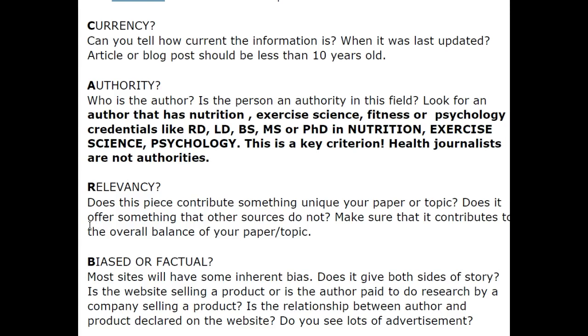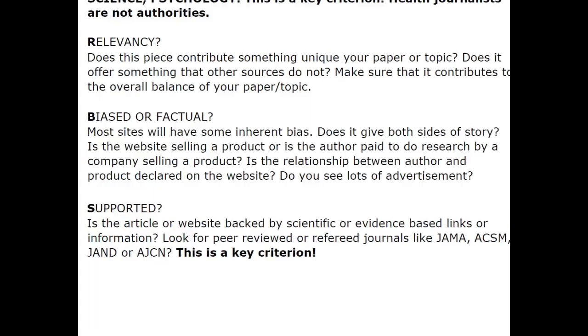This is a key criterion, so star this. Health journalists are not authorities. If the author that is writing the article or blog post has a BS in English or journalism, they are not an authority in the area, and that therefore wouldn't pass the CARBS evaluation.